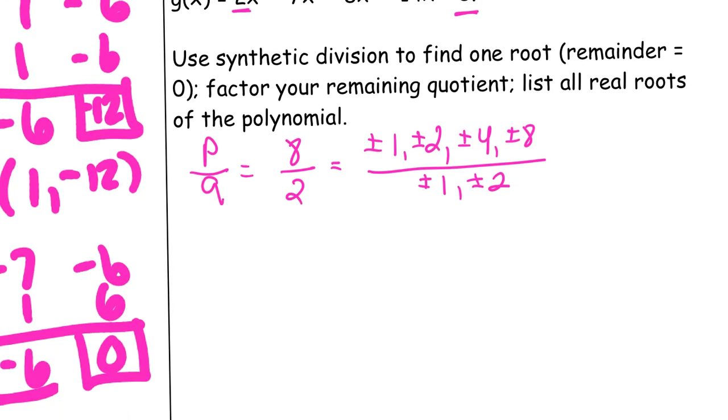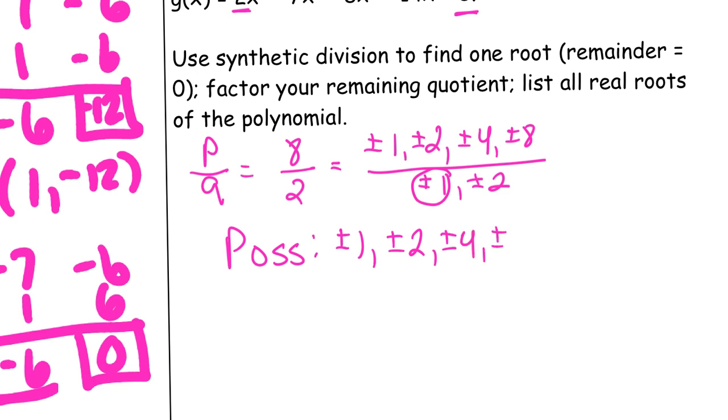So to find my possible ones, all I'm going to do is take everything on top and put it over the bottom. So the first thing I'm going to do is put it all over 1. So if I put them over 1, that's just going to give me whole numbers. Right? 8 divided by 1 is 8. Now that I did that one, I'm going to put them all over 2. But I'm not going to repeat any of the ones I already have. So plus or minus 1 over 2 is plus or minus 1/2.